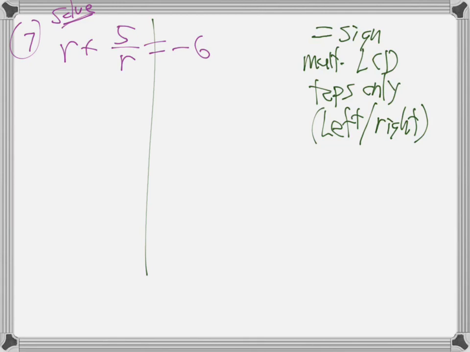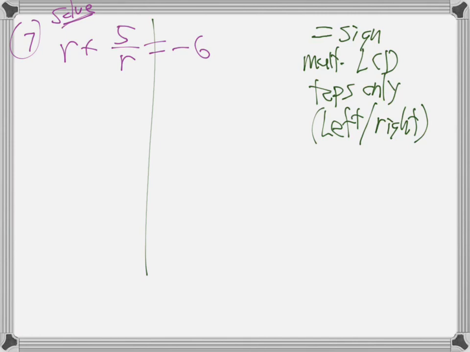I had to do top and bottom. I couldn't do just the top. But here I have freedom. Do you feel your freedom? With an equal sign, you can do whatever you want as long as you do it to both sides. If they were equal before, treat them the same, they'll be equal after. So I'm free to do only the top, which is much easier.